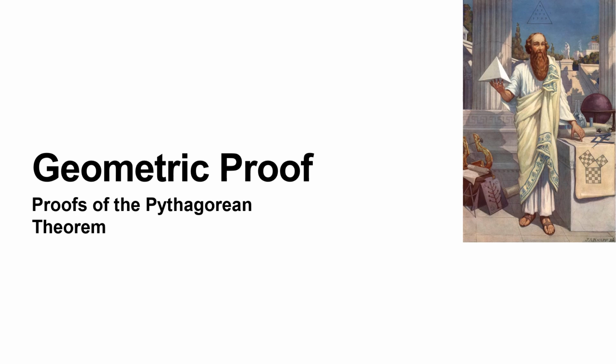The geometric proof, which is also known as the rearrangement proof, was the first known mathematical proof of the Pythagorean theorem, discovered by none other than Pythagoras himself in the 5th century BCE. The proof uses right-angled triangles and their properties to show that the theorem must be true.